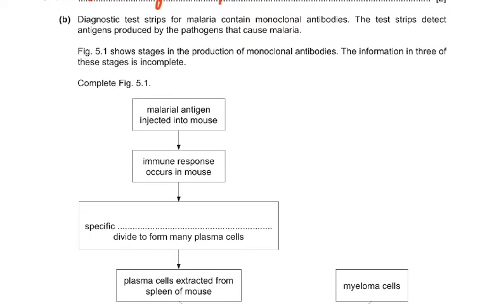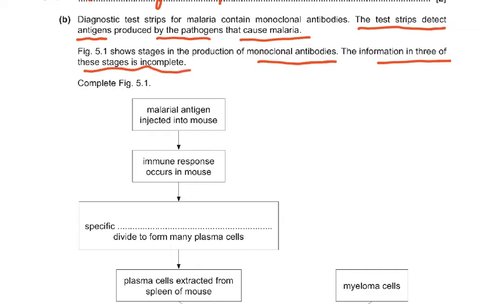Then it says diagnostic test strips for malaria contain monoclonal antibodies. The test strip detects antigens produced by the pathogens that cause malaria. Figure 5.1 shows the stages in the production of monoclonal antibodies. The information in 3 of these stages is incomplete. Complete figure 5.1. Malarial antigen injected into mouse.